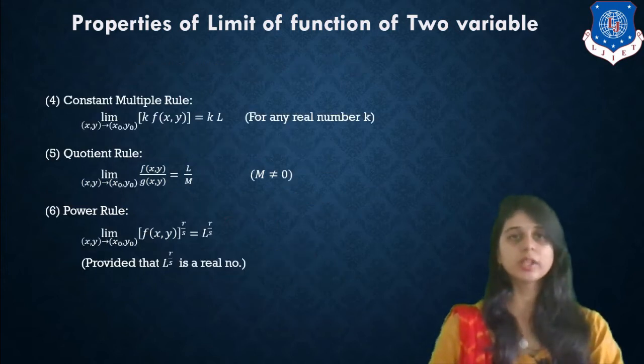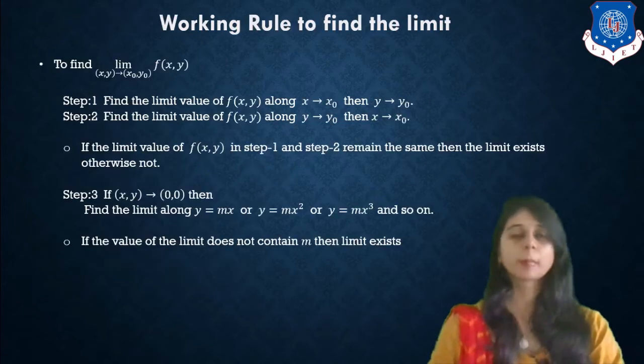Constant multiple rule: if we multiply the function by k, then we get k times L. Similarly, it is also satisfied for the division rule, and the power rule: if f of x, y raised to r by s, then the limit is raised to r by s, provided r by s is a real number. So these are the 6 algebra rules for the limit of two variables. Now, a working rule to find the limit as (x, y) tends to (x0, y0) of f of x, y.